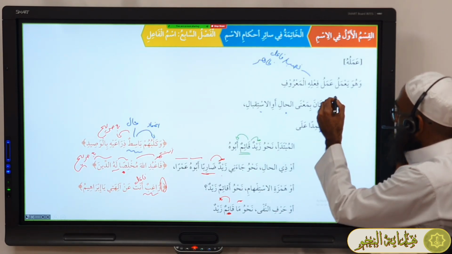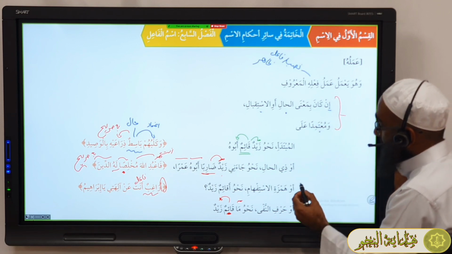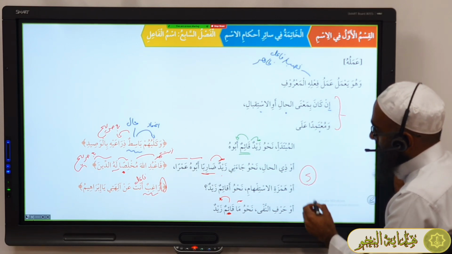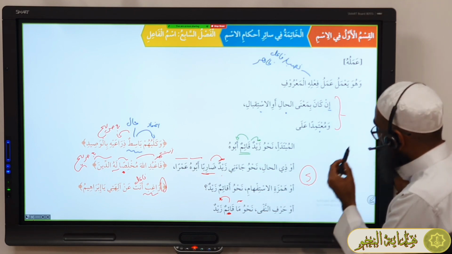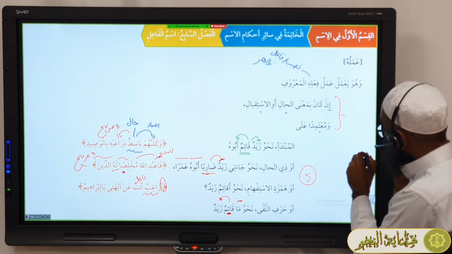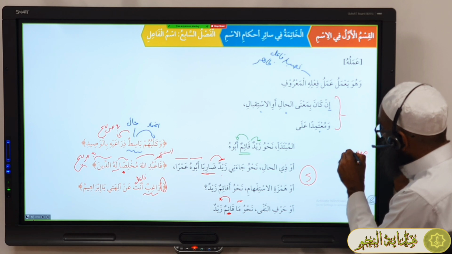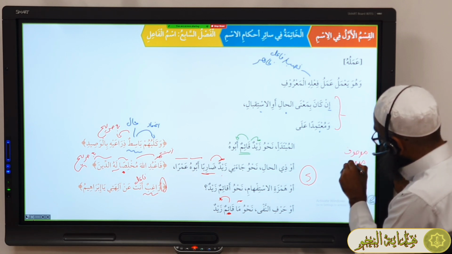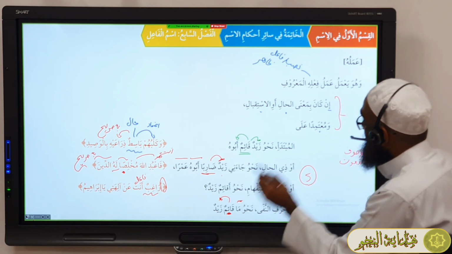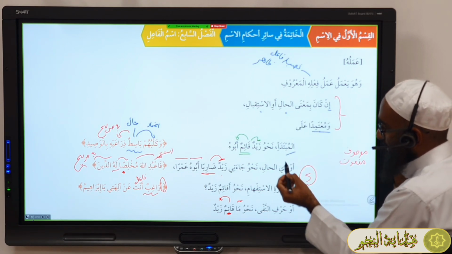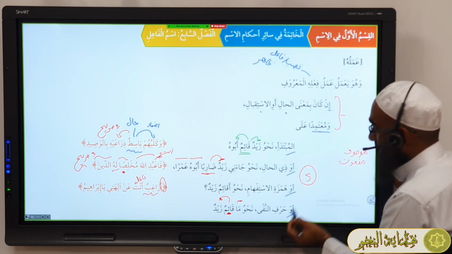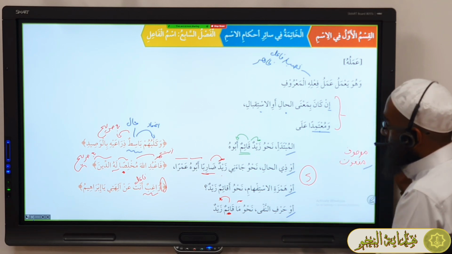There are two conditions, but the i'timad comes in 5 ways. 1, 2, 3, 4, and I don't know why he's not mentioning it here. There's also another way. It's i'timad on the mawsuf or man'ut. So the two conditions, one is the zaman, the tense, and one is the i'timad. And i'timad can be on 5 things: the mubtada, the dhul hal, the hamzul istifham, and the harf al-nafi. Or it can be on a mawsuf or a man'ut.